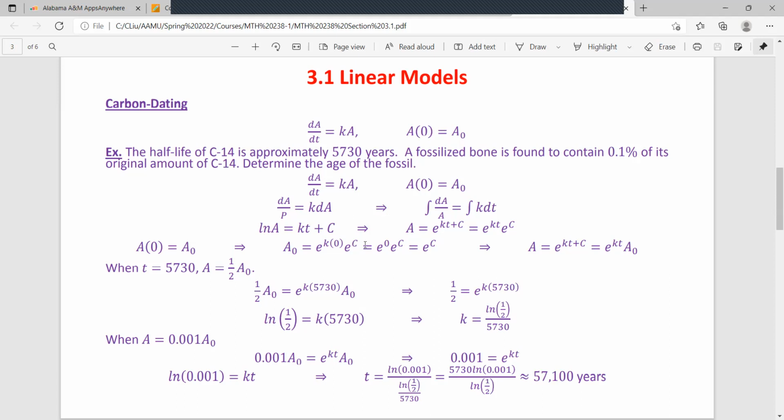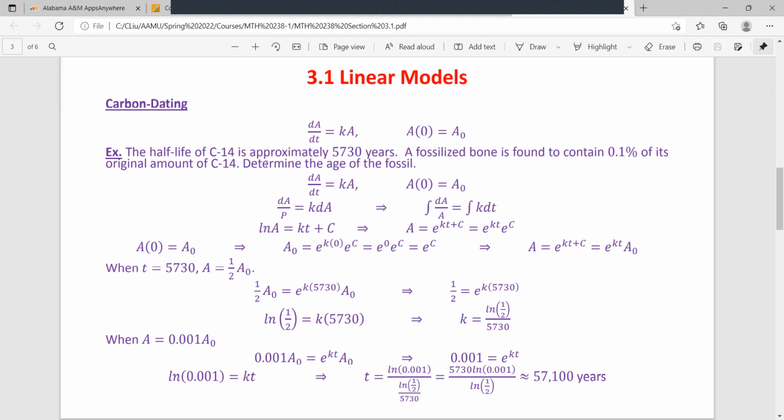So I just wrote all the procedures again the same as the previous example, so I'm not going to repeat it, but we just got the solution to this initial value problem, exactly the same as in the previous example. So A equals e to the kt times A0, okay? So the amount of carbon-14 at any time is e to the kt times A0, which is the initial amount.